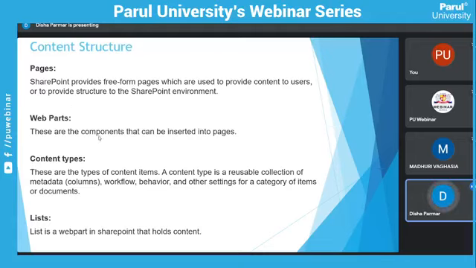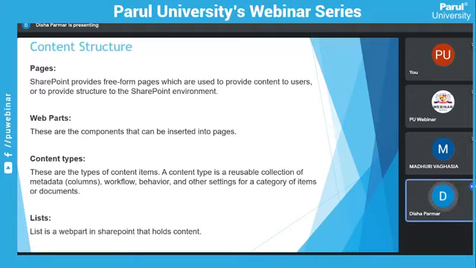Next one is content types. These are the types of content item. A content type is a reusable collection of metadata or columns, we can say, workflow, behavior, and other settings for a category of items or documents. The content type, we can say, is a set of columns which are grouped together to serve a specific purpose or reason.